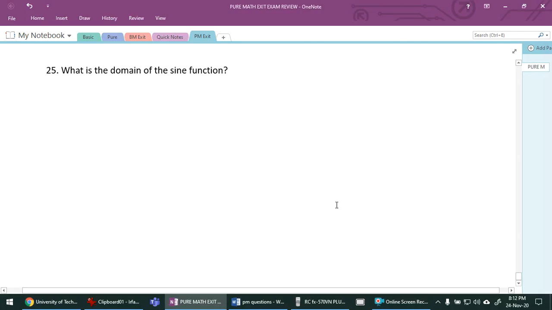Question number 25. What is the domain of the sine function? Here for the sine function, the domain is the set of all real numbers. So sine function can accept any real number. If it is sine theta, theta can accept any real number. So the domain will be real number R itself.